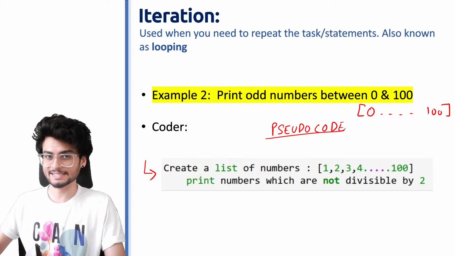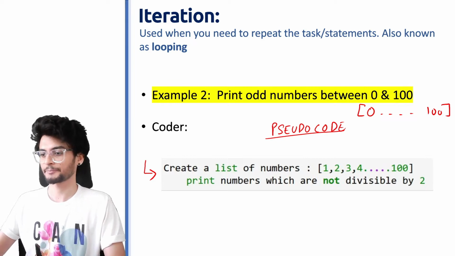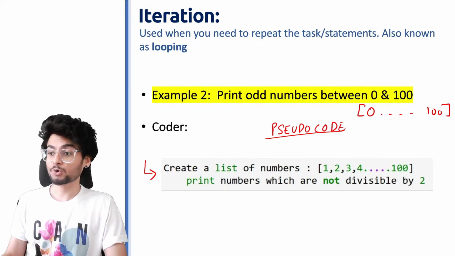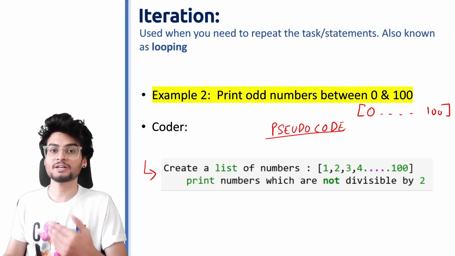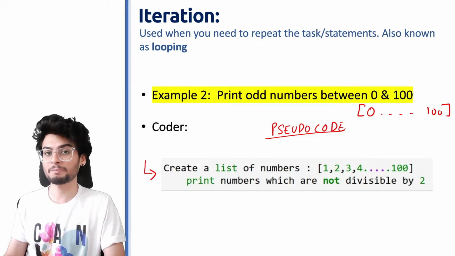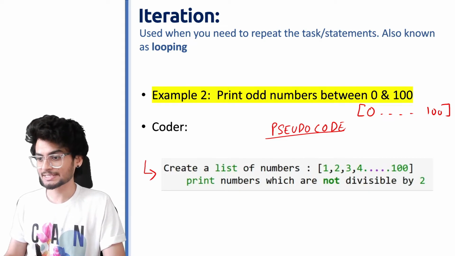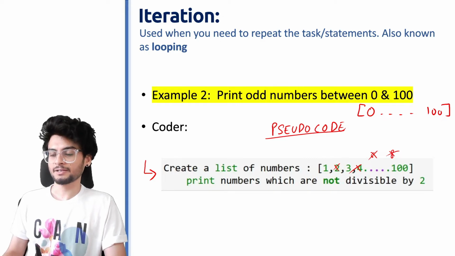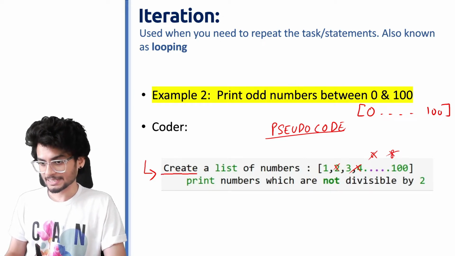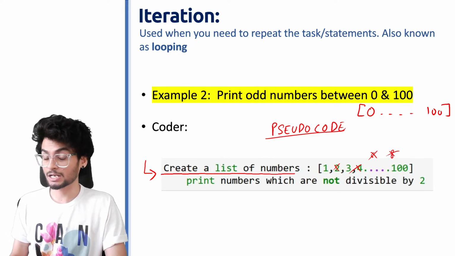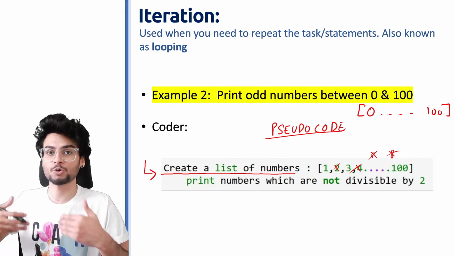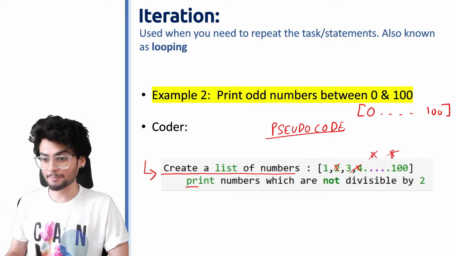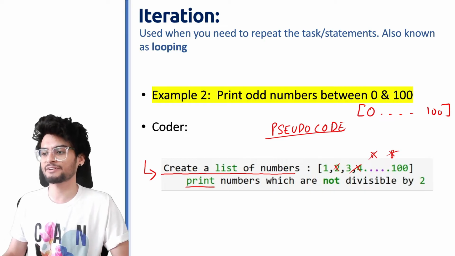Now this list has even numbers, odd numbers and everything. But I want to print only those numbers which are not divisible by 2, which means you'll be printing odd numbers. So in this list, 2 won't be printed, 4 won't be printed, 6 won't be printed, right? So this is your loop which is creating a list of numbers जिस पे आपको looping करनी है, और उसके अंदर आप सिर्फ वही print कर रहे हो which are not divisible by 2.